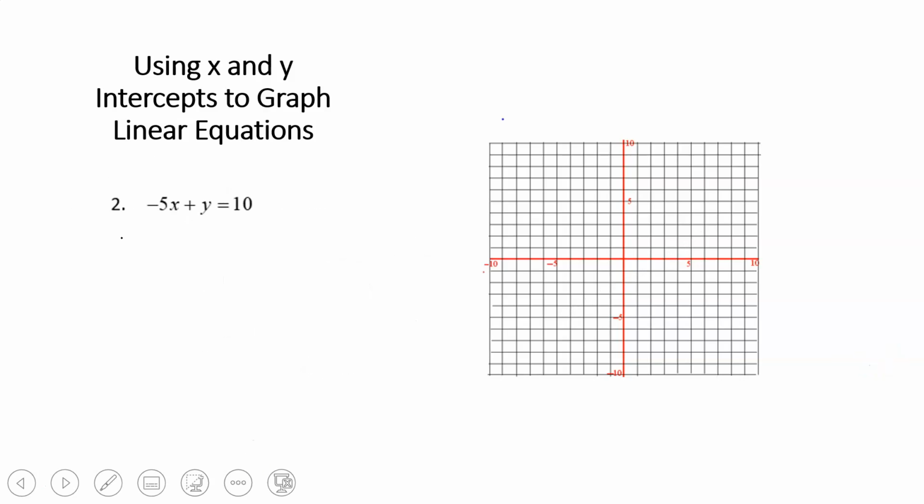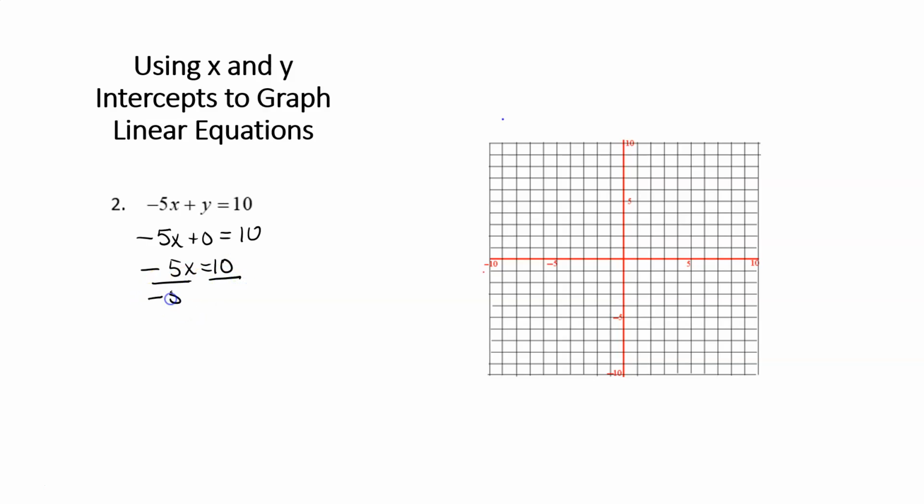Let's get our x-intercept by replacing y with 0. So I have negative 5x equals 10. I'm going to divide by negative 5, so x is negative 2. It'll be over here, or the point negative 2, 0.